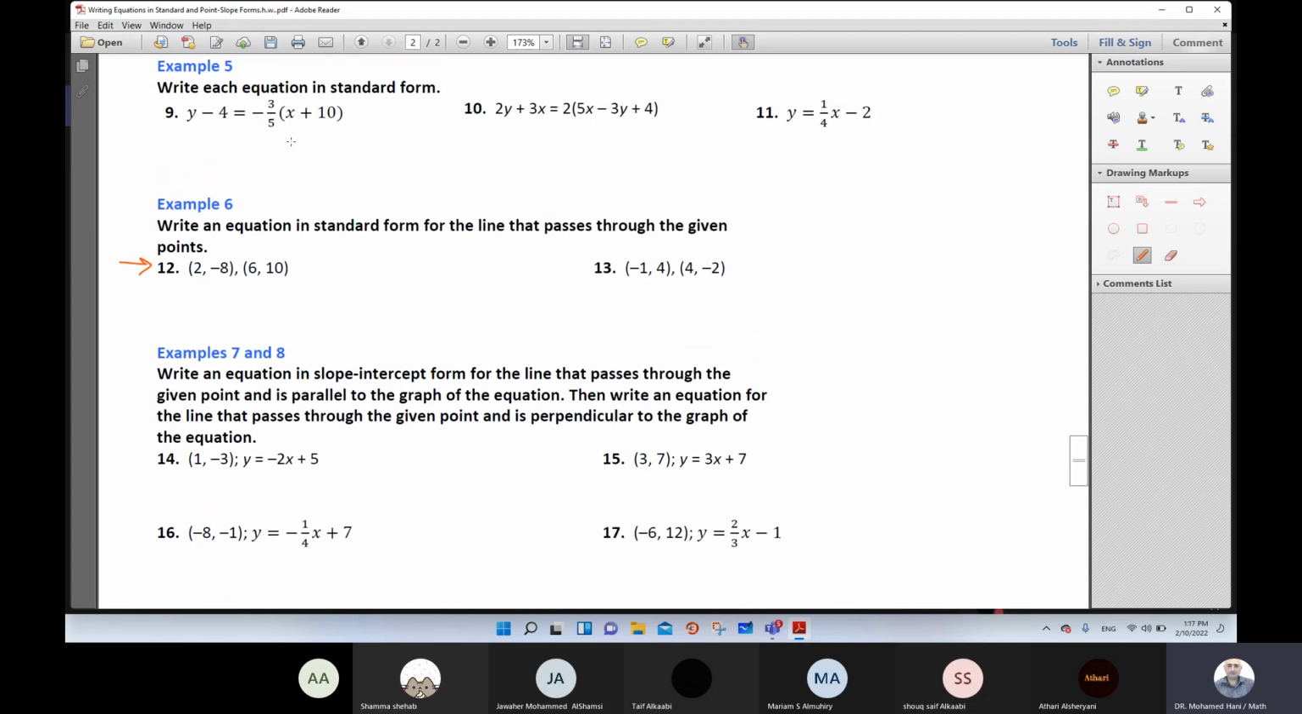As you remember, the slope-intercept form of the equation is y equals mx plus b, and the point-slope form is y minus y1 equals m multiplied by x minus x1, and the rule of the slope is m equals y2 minus y1 over x2 minus x1.